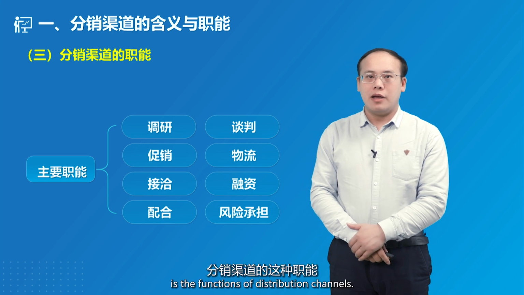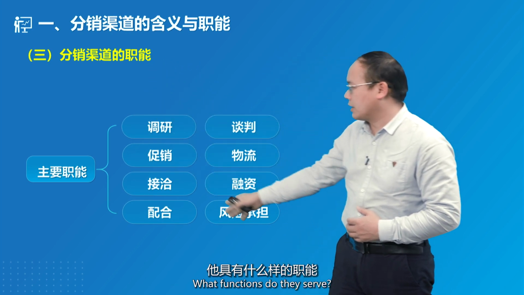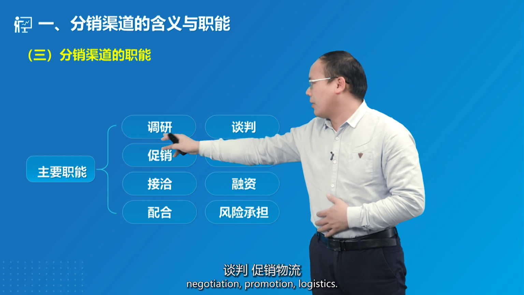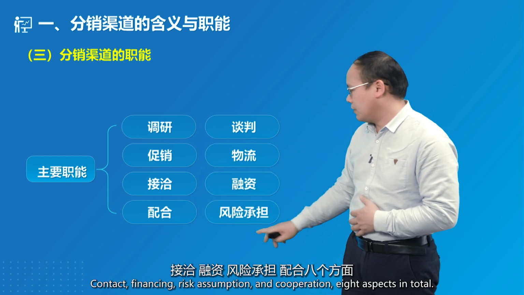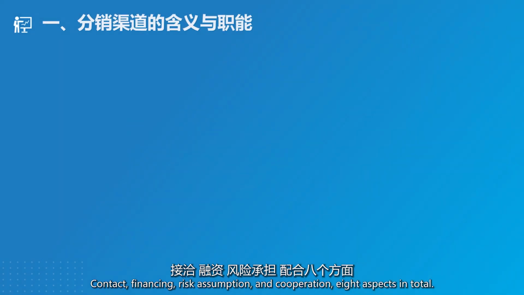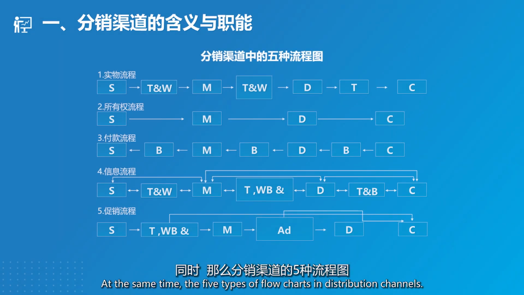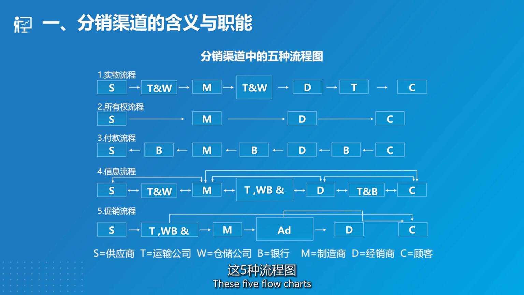The third aspect is the functions of distribution channels. What functions do they serve? You'll see research, negotiation, promotion, logistics, contact, financing, risk assumption, and cooperation, 8 aspects in total. At the same time, the 5 types of flow charts in distribution channels. These 5 flow charts can all be seen by everyone. C for consumer. Ultimately, it's all about the consumer.